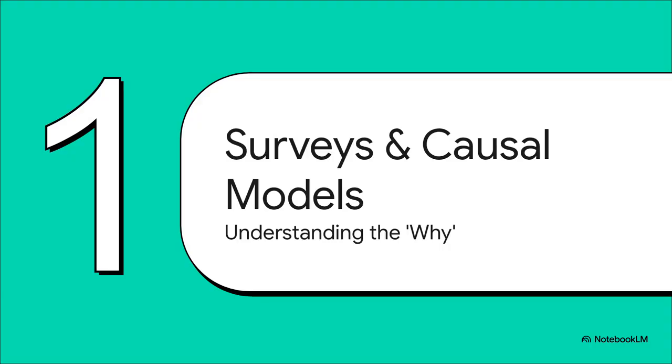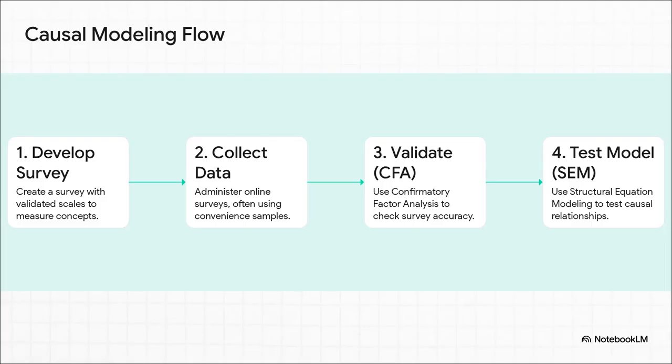Okay, first up, we're looking at what is, without a doubt, one of the most common blueprints you'll find, especially in social sciences. This whole approach is about getting to the why behind what people do, using really structured data from surveys and some pretty powerful statistical models. This four-step workflow is a total classic. First, you build your survey. Then you get your data, and after that comes this statistical one-two punch.